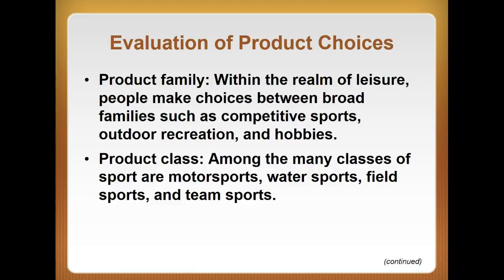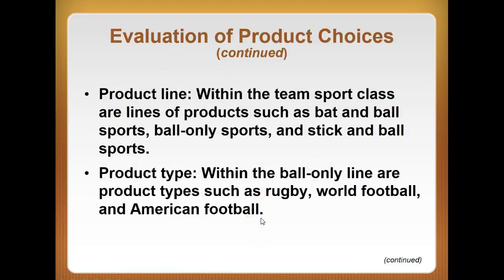Broad choices here, and then if we start talking about the realm of classes, we're narrowing that down to just sports. Within those sports, we're talking about different lines, like baseball as a bat and ball sport, then ball only sports like basketball, and then stick and ball sports like maybe lacrosse. So we're starting to really differentiate between the different sports. And then when we're talking about product type, we're talking within the ball only line. We've got specific product types such as rugby, world football, which is considered soccer, and then American football.